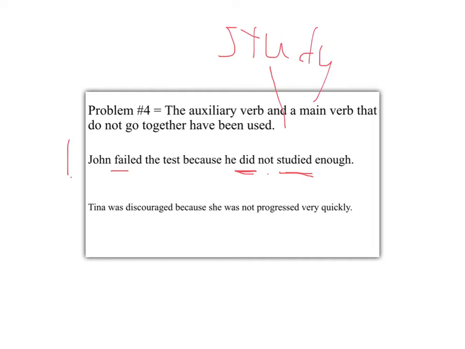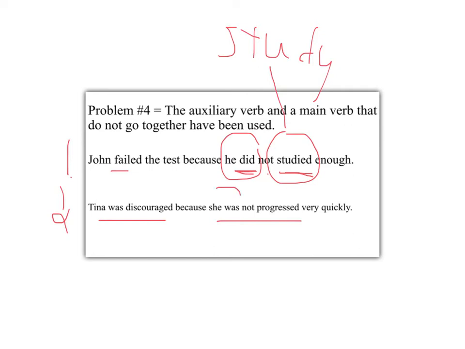Right? So this is the problem that happens frequently. An auxiliary verb is being used with another verb, a main verb, that shouldn't be used. That's not how we make the verb form. Another example in number 2, Tina was discouraged because she was not progressed very quickly. Was discouraged is fine. Because she was not progressed is not.